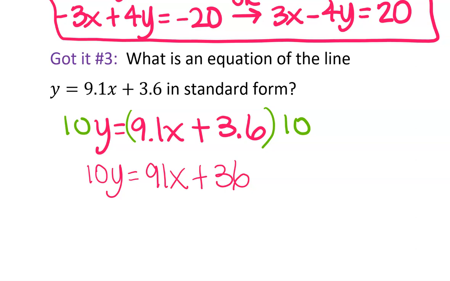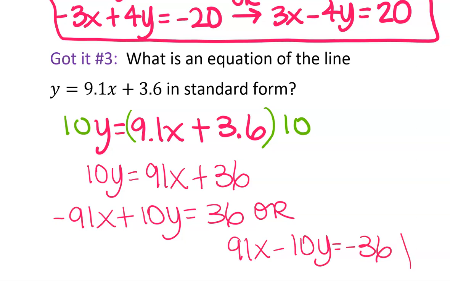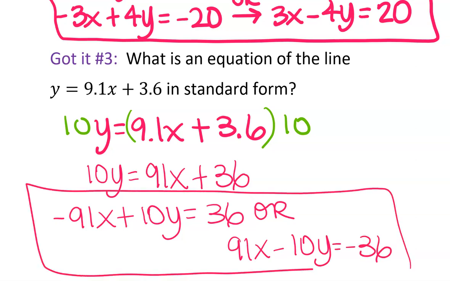Get the x's and the y's on the same side. Negative 91x plus 10y equals 36. And remember, you can also have the opposite signs as well. 91x minus 10y equals negative 36. Either of those answers are okay.